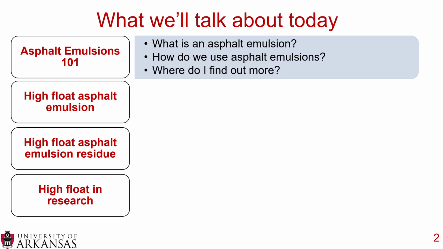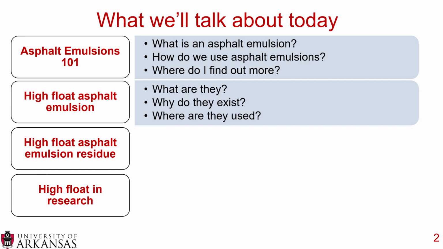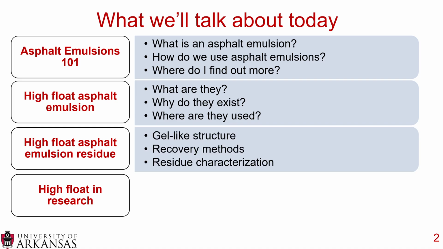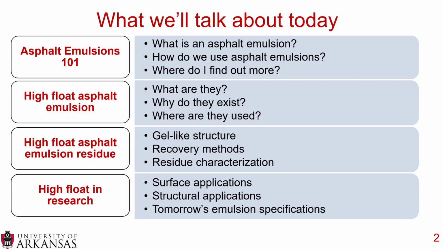And then we'll transition specifically to high-float asphalt emulsions. What are they? Why do they exist? And where are they used? We'll then start digging into literature and talk about how high-float asphalt emulsions are a gel-like structure. And we'll cover some papers that discussed recovery methods and how to characterize the high-float asphalt emulsion residue. And then finally, we'll talk about high-float asphalt emulsions in research, how they're used in surface applications, how they're used in structural applications, and then how they're represented in tomorrow's asphalt emulsion specifications.